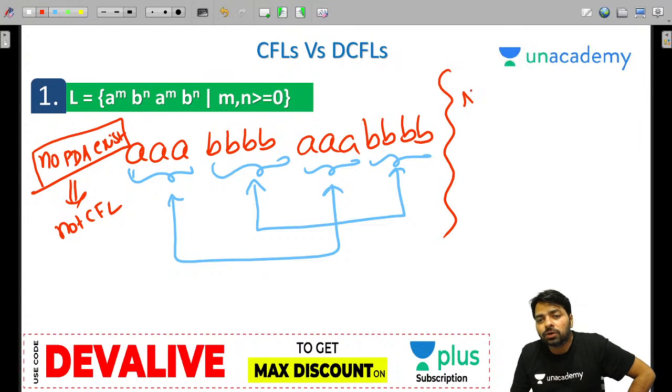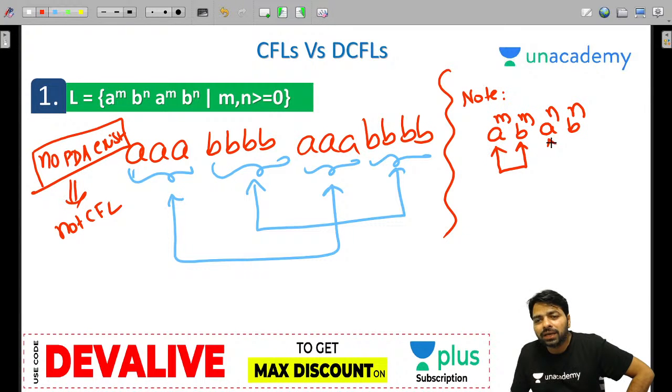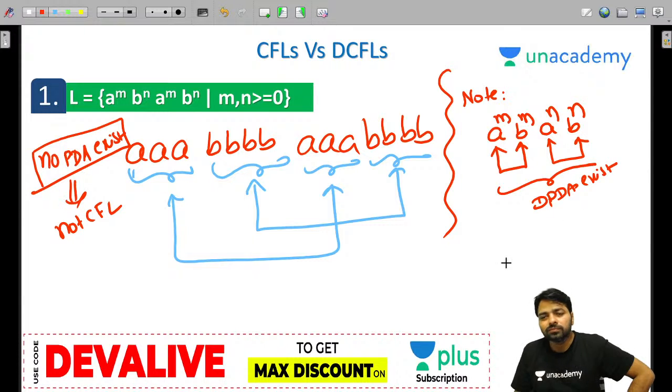But when is this CFL, note. I always keep a note. Remember what you might be thinking: a power m, b power m, and a power n, b power n. In this case, the dependency between this A and B, now even DPDA also exists. But not every time. You should be very, very careful.